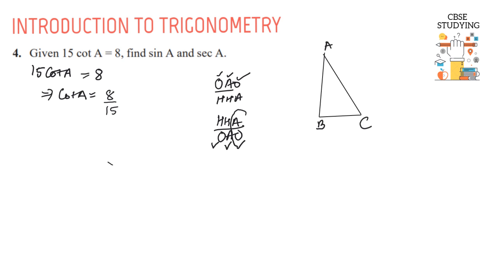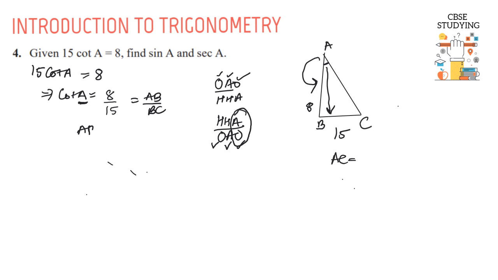That means what is the formula for cot? Adjacent by opposite. Now for what are we considering here? Cot A. So for angle A, which side is adjacent? AB. And which side is opposite? BC. So this becomes equal to AB by BC, right? So that means we can say that measurement of AB is 8 and measurement of BC is 15. Now we need to find AC.